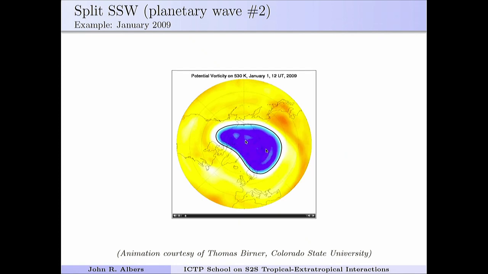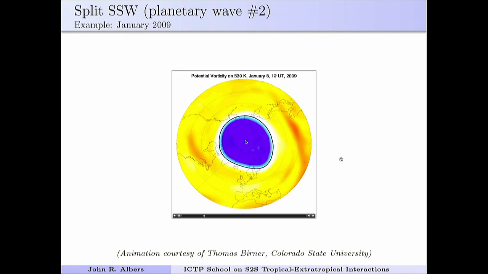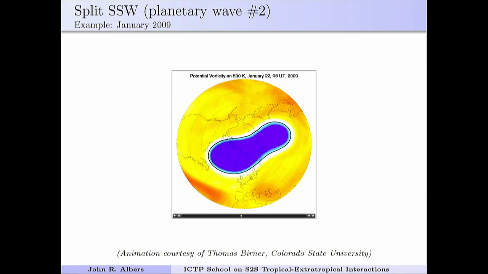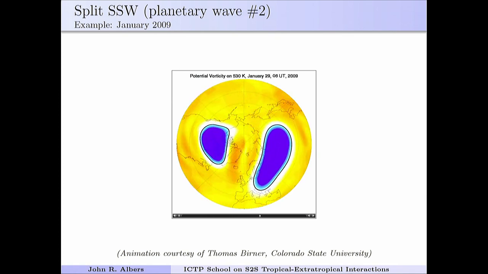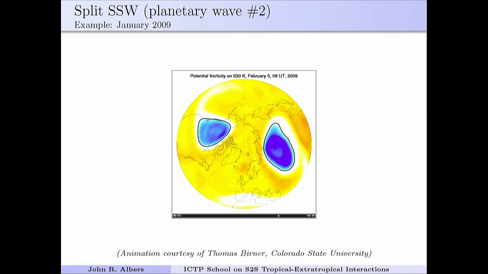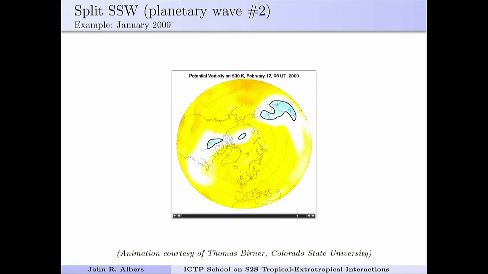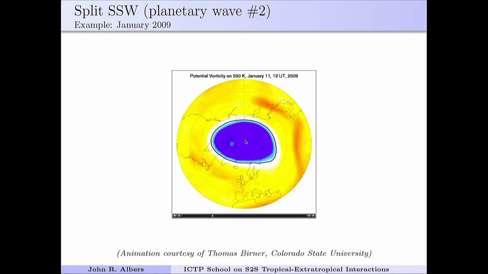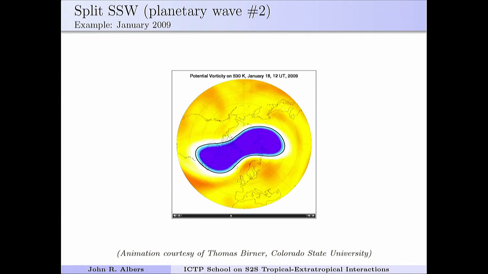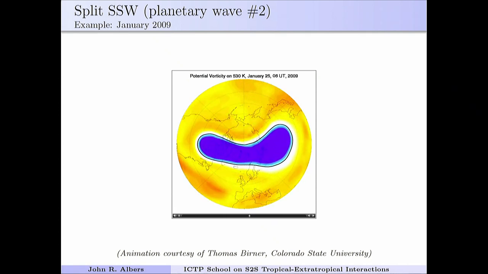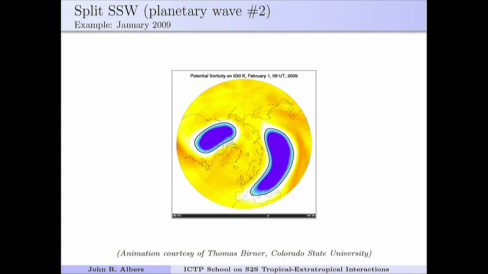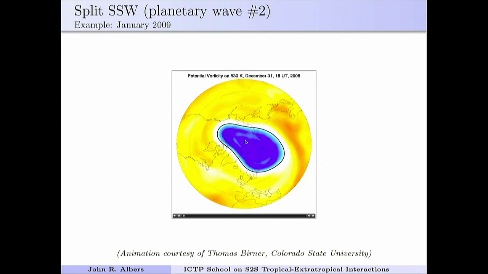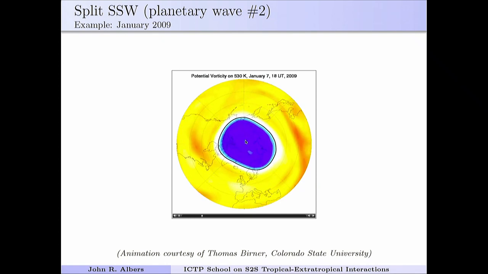The other type of event, as I said, is the split, and this is in 2009. For this one, we're going to see the vortex get squeezed into a kind of peanut shape and then be ripped apart and essentially completely obliterated. So you can imagine that dynamically, the difference between having this beautiful vortex centered over the pole like this and then having absolutely nothing throughout the whole column in the stratosphere, that is somehow going to translate some sort of large impact to the troposphere.